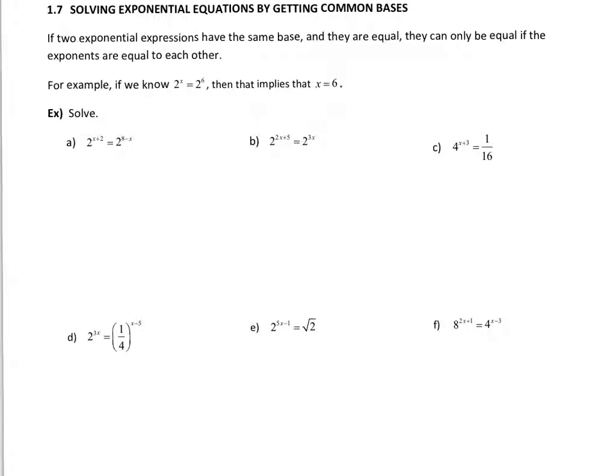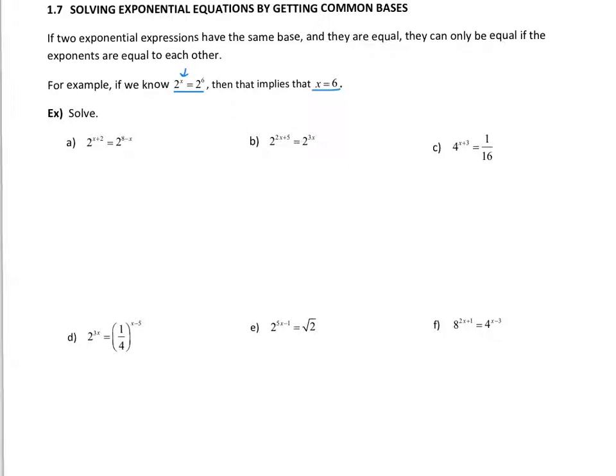If two expressions have the same base and they're equal, they can only be equal if the exponents are equal to each other. For example, if we know that 2 to the x is equal to 2 to the 6, the bases are both 2, the only way that those would be equal to each other is if this x here is actually a 6. So that implies that x has to equal 6. We're going to use that premise here when we're solving these equations.